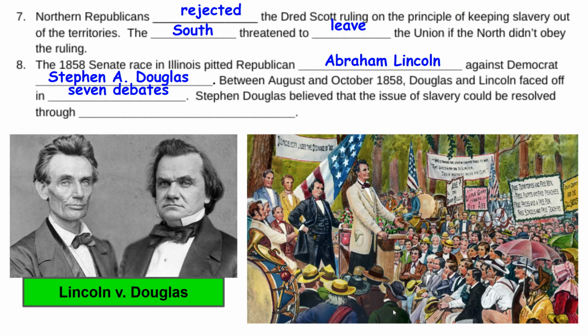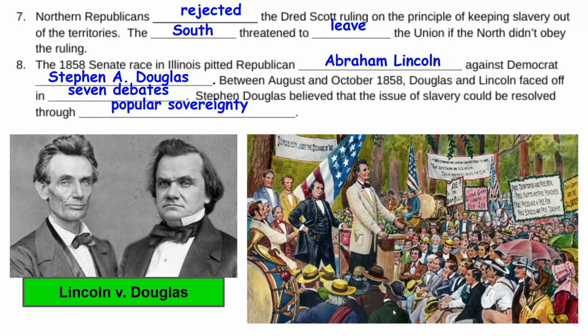Through these debates, there are some pretty well-known sound bites, if you want to call it that. Lincoln talked about a house divided against itself could not stand, talking about how slavery is dividing our nation, and we will not be able to stand. We're probably going to end up having to fight, and how realistic that was. Stephen Douglas believed that the issue of slavery could be resolved through popular sovereignty. Let the people pick. That's kind of the democratic way, if you think about it.